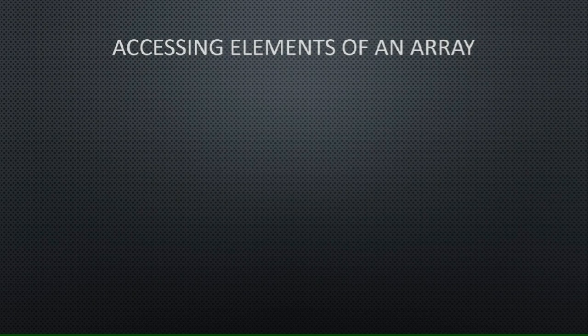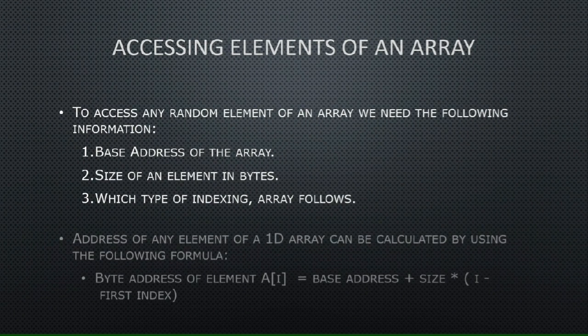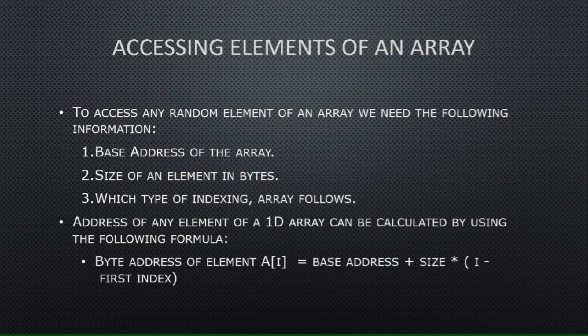Now let us take a look at accessing elements of an array. To access any random element of an array, we need the following information. First is the base address of the array. Second is the size of an element in bytes. And third is which type of indexing the array follows. The address of any element of a 1D array can be calculated by using the following formula: byte address of element A[I] equals base address plus size times (I minus first index).